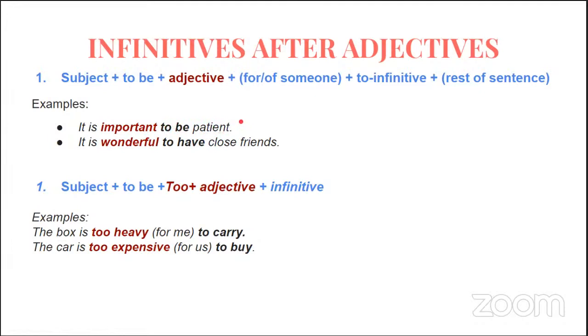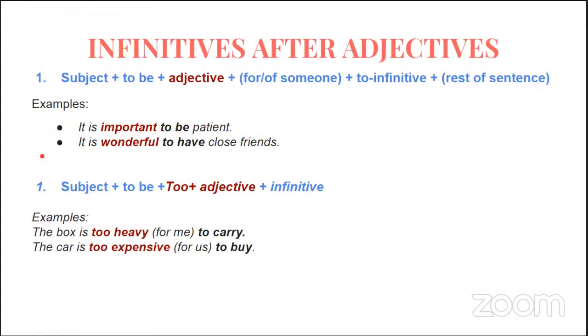Basically, if you want, you can say for or of someone. Who is it important to? You can say, it is important for my mom to be patient. All right, you can mention it or not. You can avoid those. Then the infinitive and the complement, which is going to be the rest of the sentence.